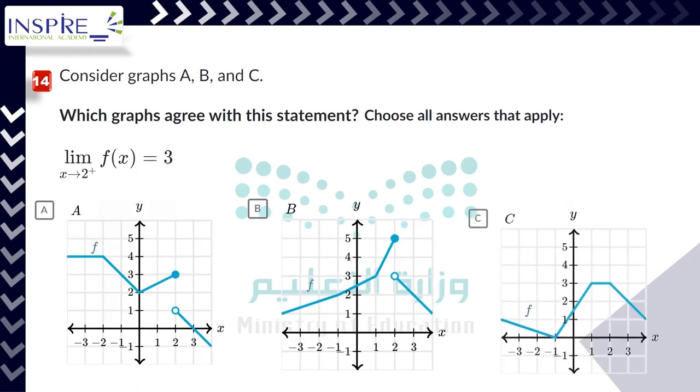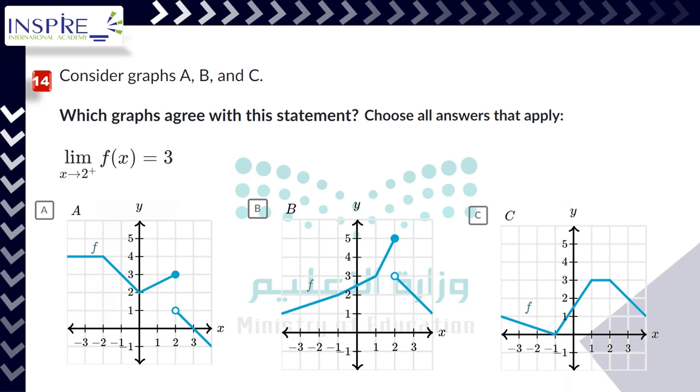Next one. Consider graphs A, B, and C. Which graphs agree with this statement? Choose all answers that apply. So we can choose more than one choice. Okay, this is important.